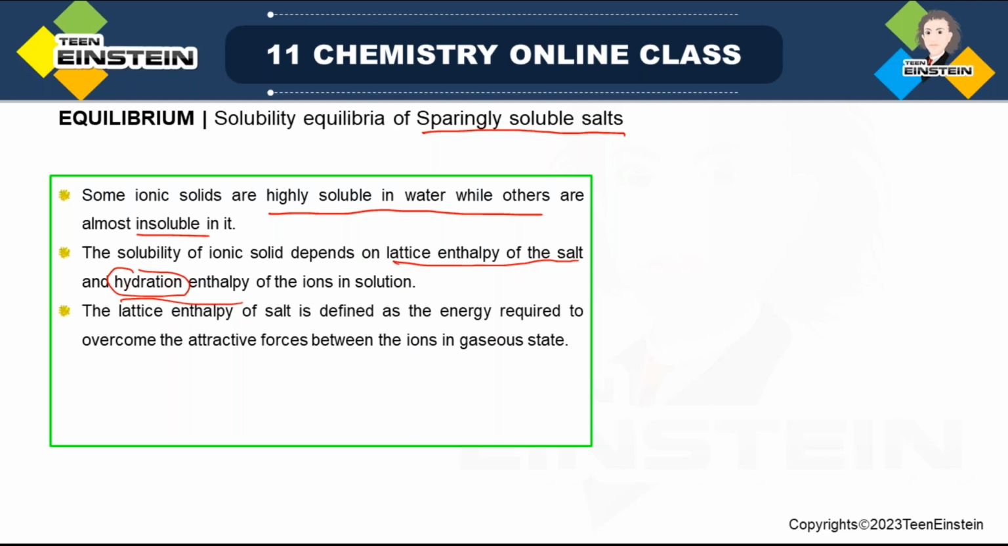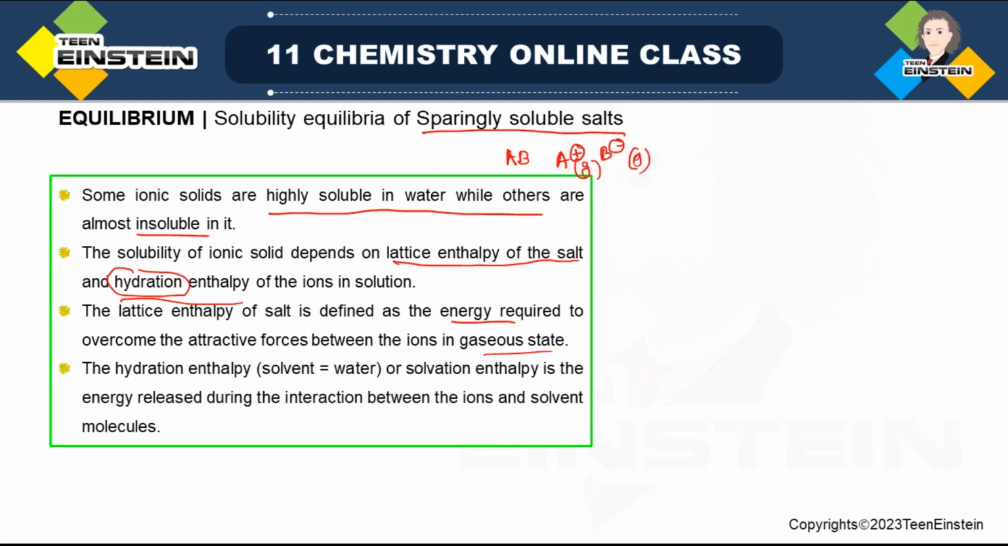So lattice enthalpy of a salt is defined as the energy required to overcome the attractive forces between the ions in the gaseous state. Suppose you have taken some salt, I am simply taking the salt AB. So there are ions present, A plus and B minus, and in bracket I am writing the physical state g, which means the cation and anion are in gaseous state. So from the lattice, when you are breaking these cations and anions and bringing them to isolated gaseous ions, the energy that is required for this process is actually the lattice enthalpy.